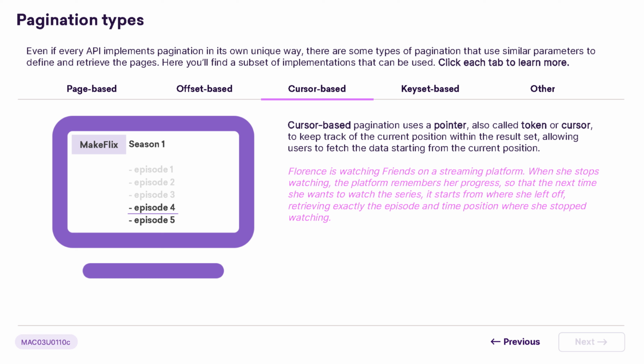viewing experience. Unlike offset-based pagination, which could skip too far ahead if new episodes are added, cursor-based keeps Florence on track, focusing on a precise continuation from her last session. This method is especially valuable for large data sets or continuous streams of data, where efficiency and precision are crucial.